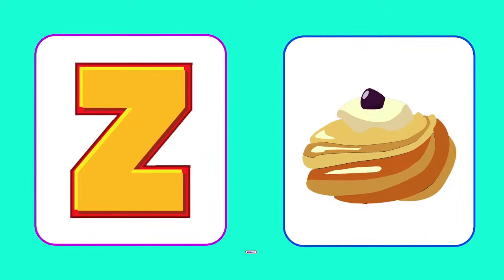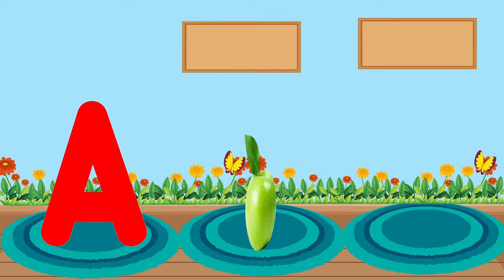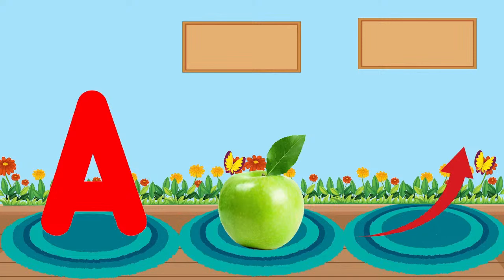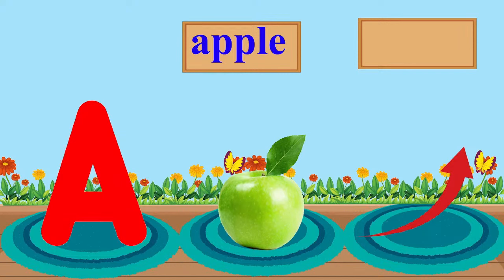Z, z, Zeppole. A is for apple. A, a, apple. A is for arrow. A, a, arrow. A is for a, a, a, a, apple. A is for a, a, a, a, arrow.